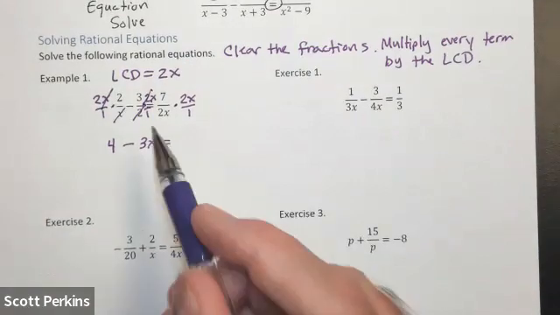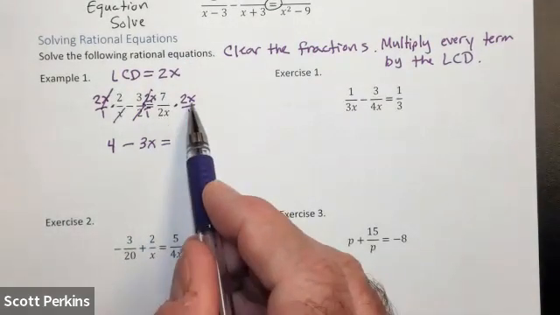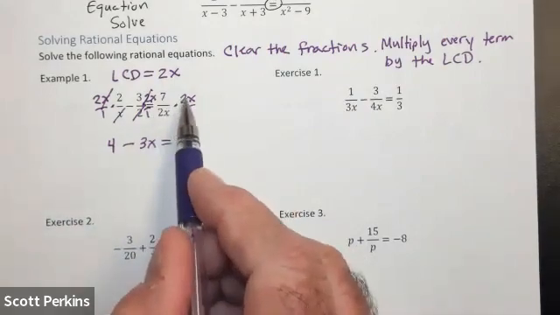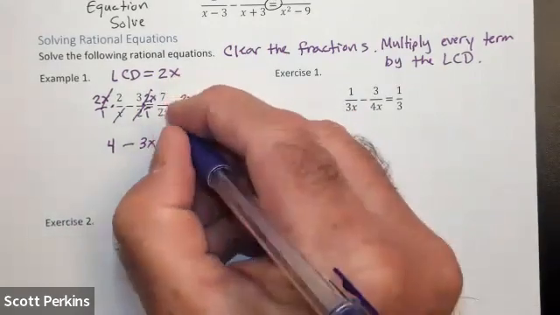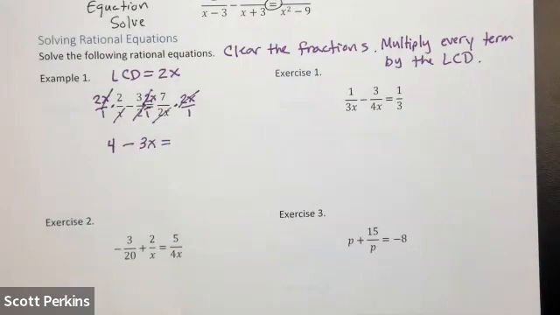And then on the other side, I've got 7 over 2x times 2x. What cancels when I multiply here? Both of them do. The 2 and the x. Goodbye. And I'm left with just 7.